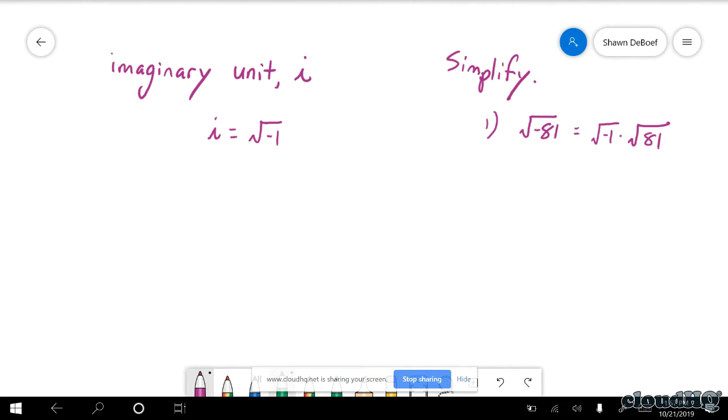The square root of 81, hopefully you know, is 9. The square root of -1 we just introduced as i, and the square root of 81 is 9. The order that I write this, I like to write the 9 first and then the i last. So I would actually call this 9i.